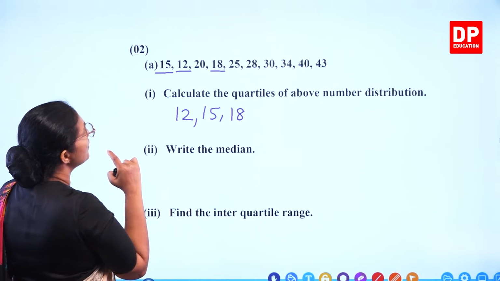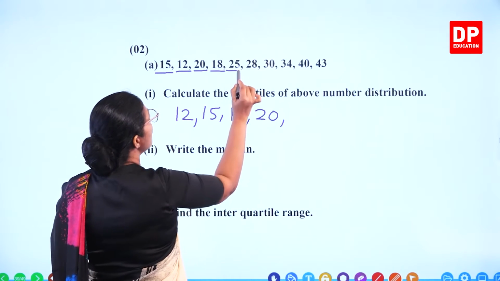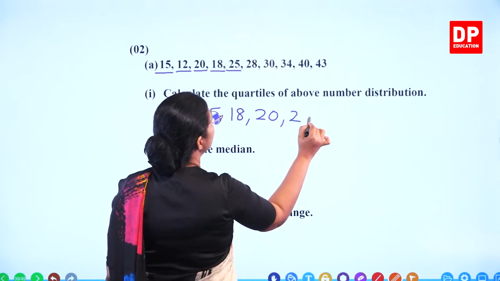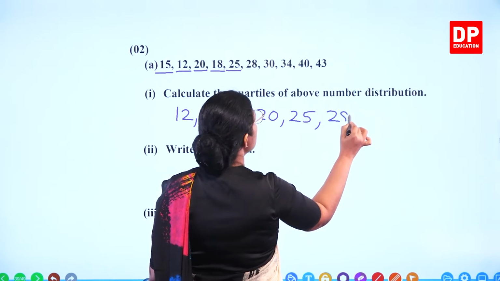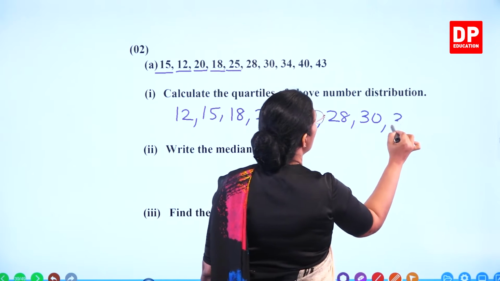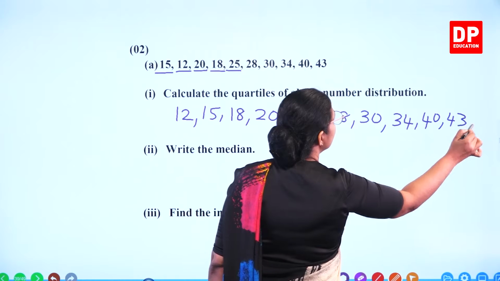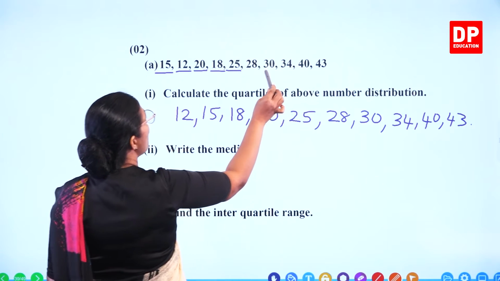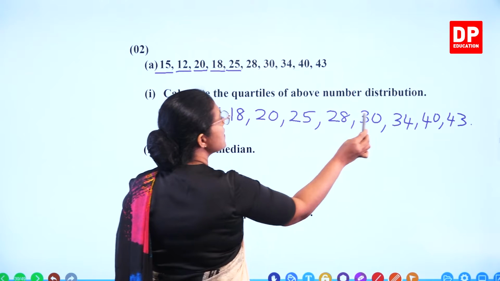Then what's the next one? 20 is there, 25. Now in order, 28, 30, 34, 40, 43. Check again: 1, 2, 3, 4, 5, 6, 7, 8, 9, 10.